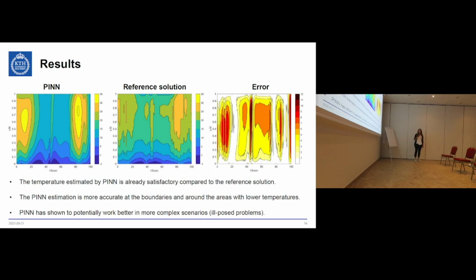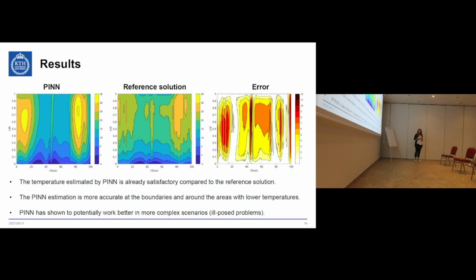And finally, PINNs have shown in general to potentially work better than the numerical method. This work was not to show off that PINNs are better than numerical methods. We know that in these situations a finite volume method is already working very well. It was just to see if it could work in a more applied situation.